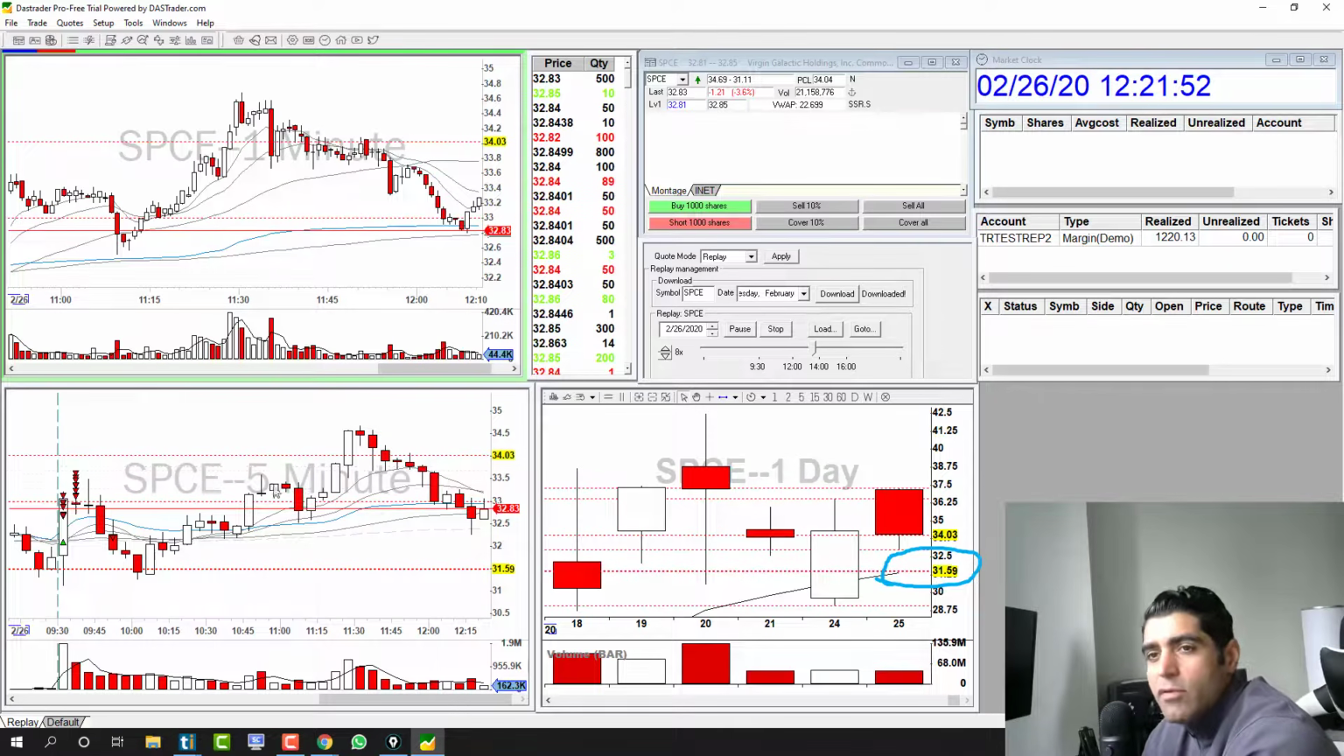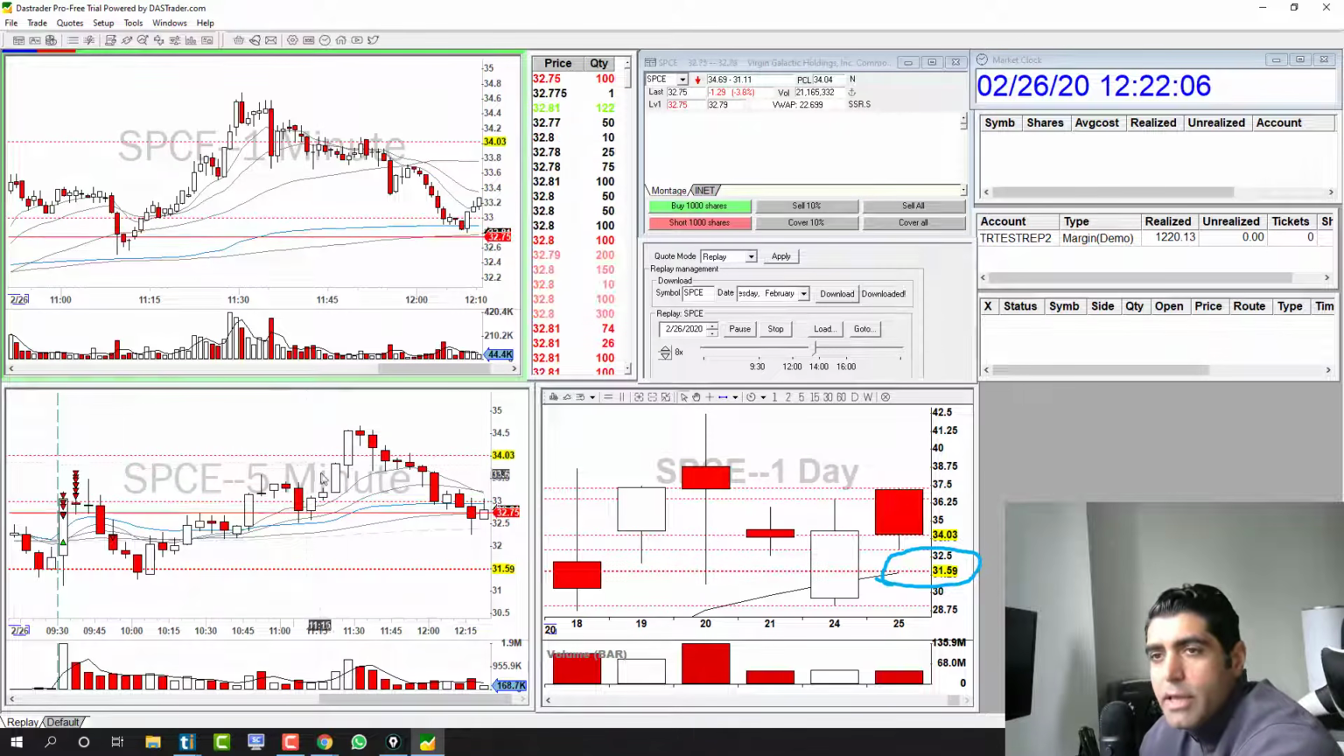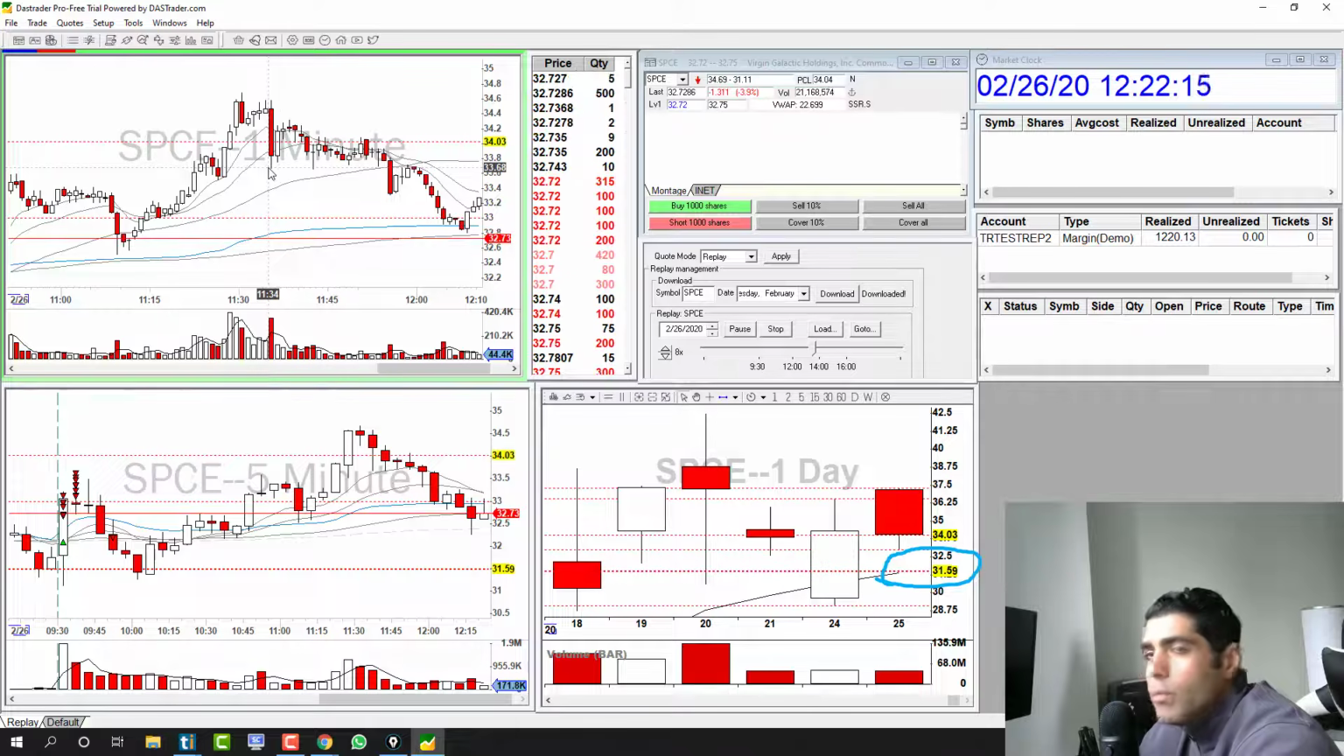Anyways, that's not part of the strategy that we really want to teach. We're usually scalping momentum at the open.